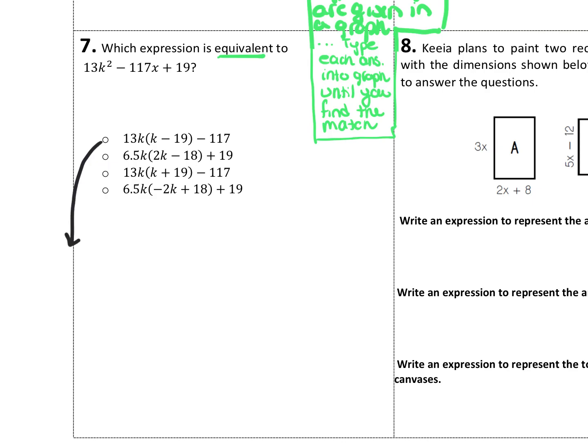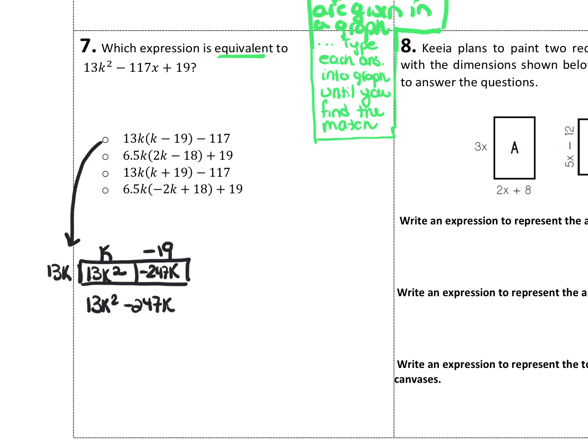I'm going to go ahead and do the first one. 13k times (k minus 19). 13k times k is going to make a 13k squared. And then 13k times 19 is going to make a negative 247k. So right now I have a 13k squared minus a 247k. And I can't forget that at the end down here, I have a minus 117. But regardless, this middle term is definitely not right, so it's not that one. So we'll try the second one.